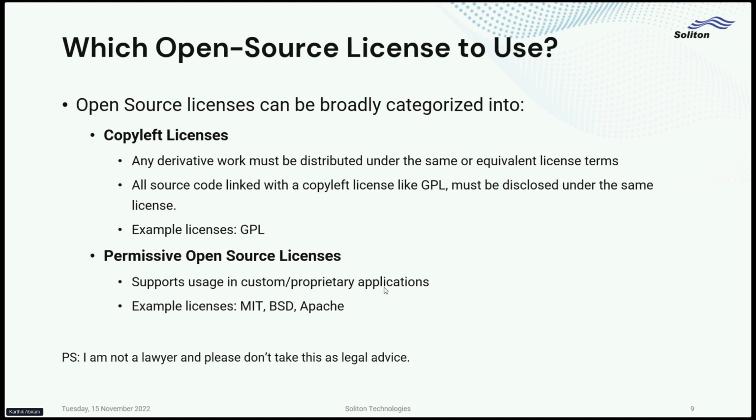The other category is the permissive open source license, which any proprietary application can also freely use. Some examples of permissive open source licenses are MIT, BSD, and Apache. Of course, I am not a lawyer, so please don't take this as legal advice. This is my interpretation of open source licenses, and I think mostly this is how it is.